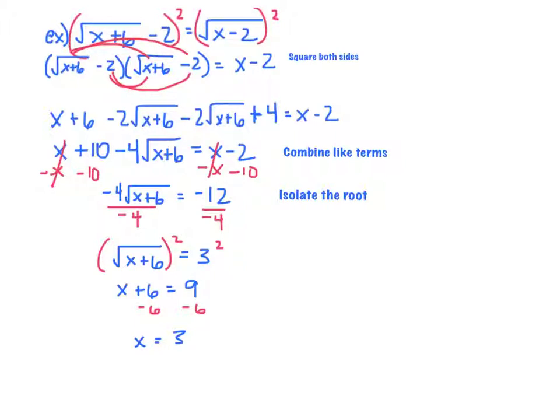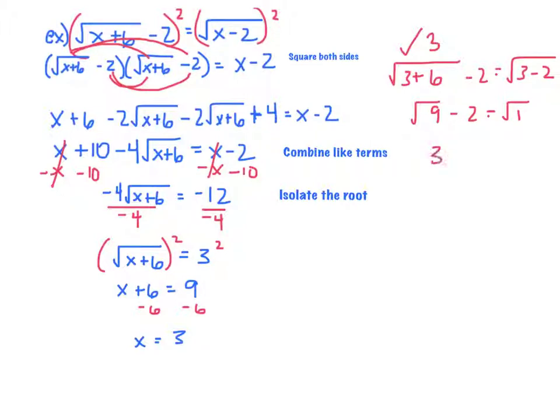Now I'm not done because I need to check if this is extraneous. So I'm going to check 3. So the square root of 3 plus 6 minus 2 equals the square root of 3 minus 2. The square root of 3 plus 6, that's the square root of 9, minus 2 equals the square root of 1. 3 minus 2 equals 1. That checks out. x equals 3 is my solution.